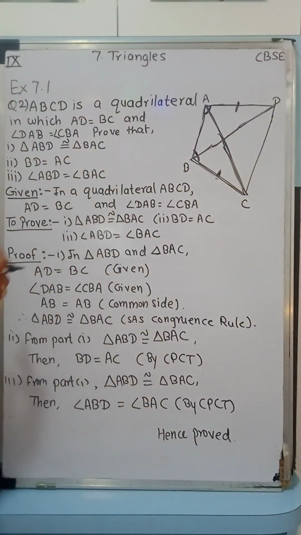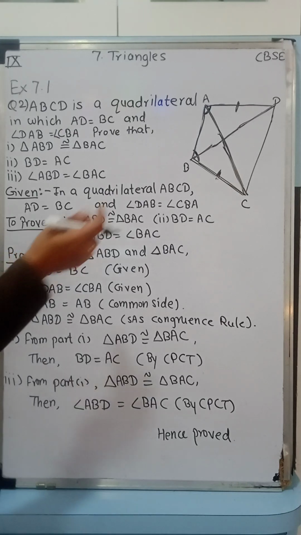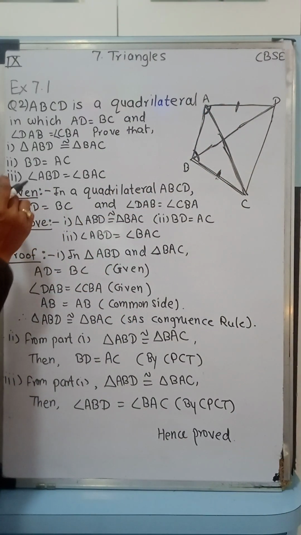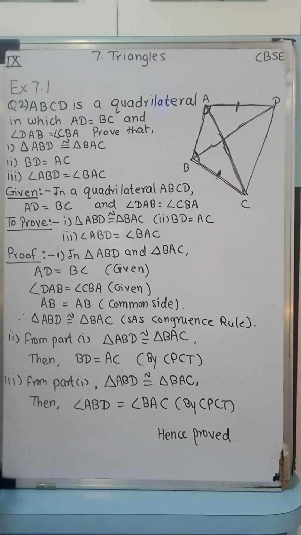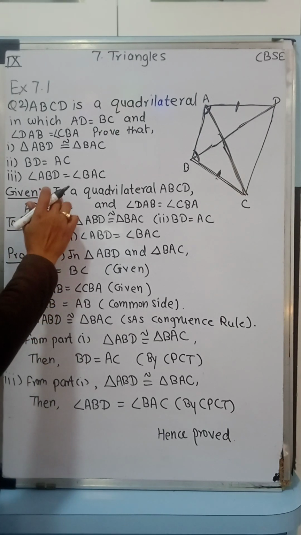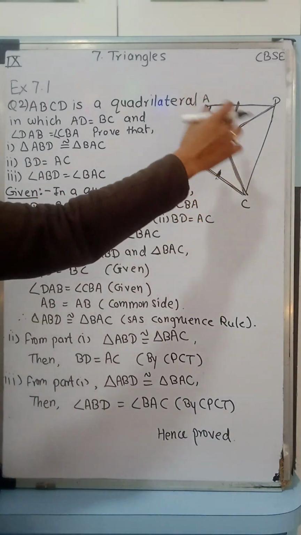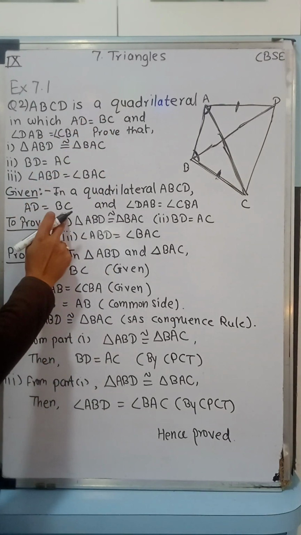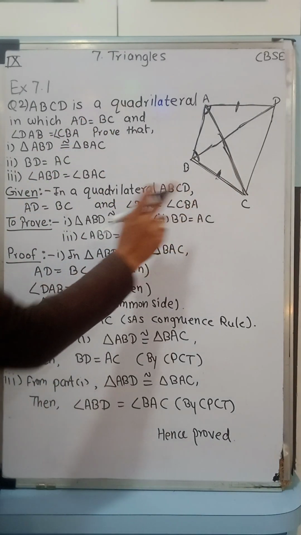Though the example looks very lengthy, it is very easy. We need to show that these two triangles are congruent to each other. Let's start with the given things. Always start with whatever is given in the example. It is in the quadrilateral ABCD. We are given that AD is equal to BC and angle DAB is equal to angle CBA.